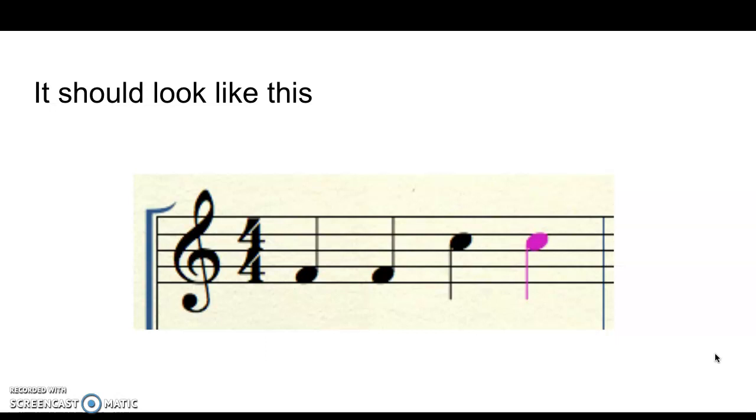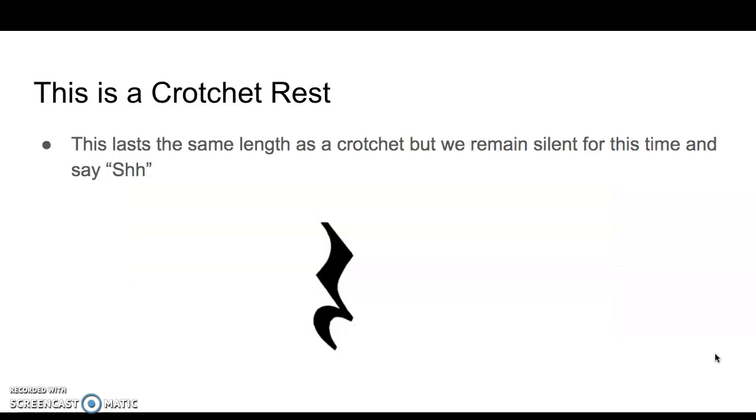When you're on the 3rd line, the stem can go either direction, and again, you use your judgment here by looking at the notes either side of it. As with all the other notes, we have a crotchet rest as well. It has the same length as a crotchet, but we remain silent for this time and we say shh instead of ta. So if we are playing or clapping a crotchet, we say ta. To observe a crotchet rest, we say shh.